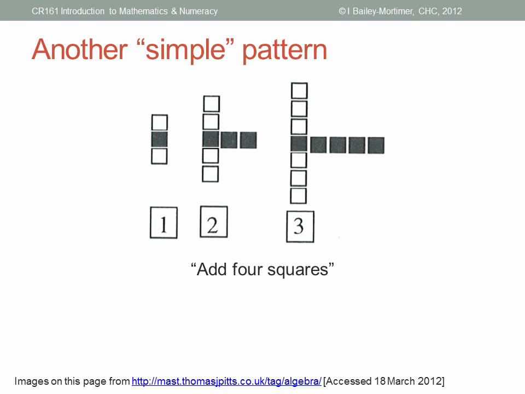Again, we don't want a rule that just says, add 4 squares. It's not descriptive enough. It doesn't tell me how many are in the first shape. And it's certainly not very powerful. It would take me a very long time to work out the number of squares in the 19th shape, let alone the 90th.